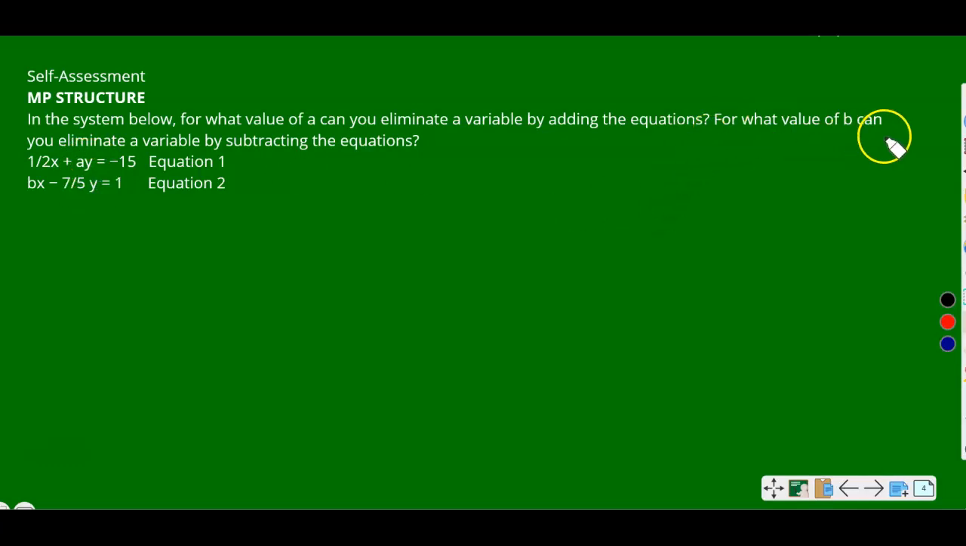All right, for what value of B can you eliminate a variable by subtracting the equations? All right, here is B. If I want to eliminate this variable by subtracting, what would B have to be?